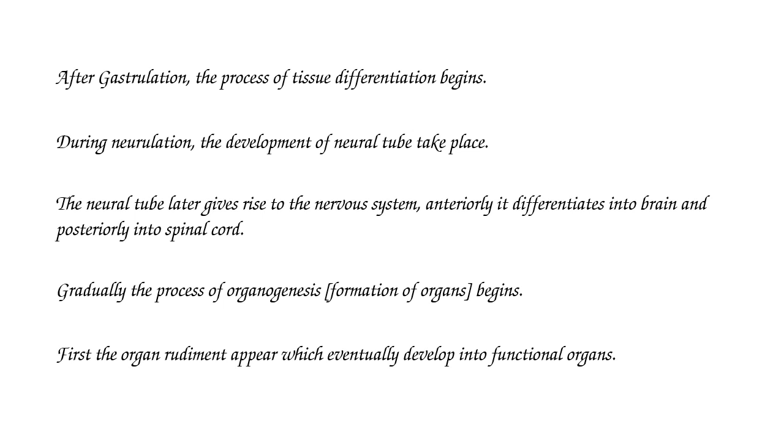Gradually, the process of organogenesis begins. First, the organ rudiments appear, which eventually develop into functional organs. So rudiment means undeveloped or not well developed, and later in development they become functional.